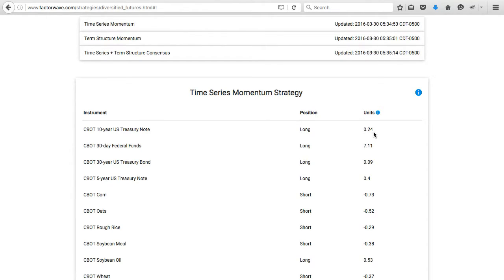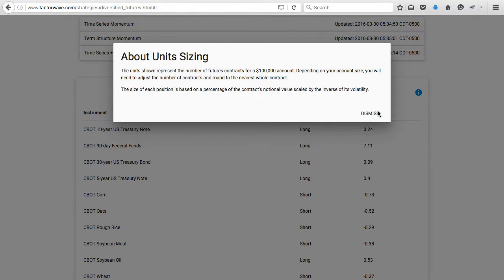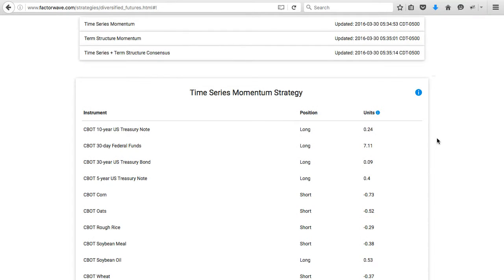of the position. The size here is based on a notional account value of $100,000. Now obviously this is a large account, and it also means that we can't always trade an integer number of contracts. Some of these contracts are very large. For example, here we would want to be short 0.73 corn futures. Obviously that's not possible. The way I implement this is to round to the nearest one unit. Now, if you've got a bigger account, for example, a $1 million account, we would do 7 futures here.